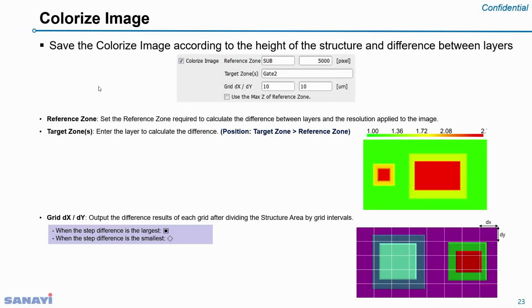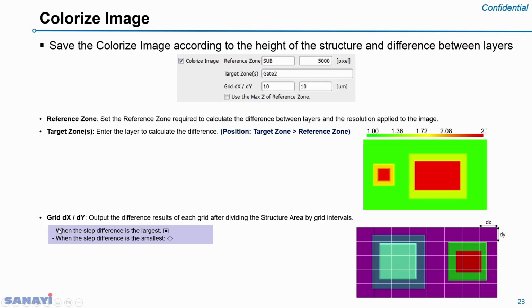The next function is Colorize Image. By designating a reference zone and a target zone, check the minimum and maximum step difference and output a colorized image according to the height. Please remember that a target zone should be above the reference zone.